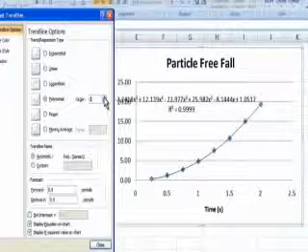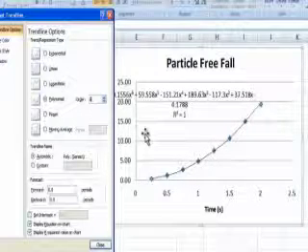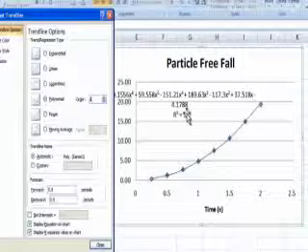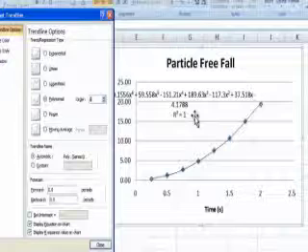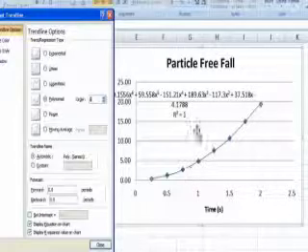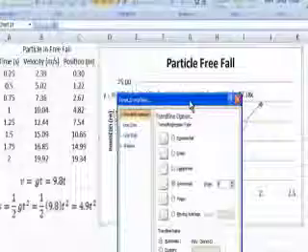Then I get x to the 4th. I can go all the way up. I can get up to order 6, and you see that I have a perfect fit. That's what an r squared equal to 1 means. That means my data goes perfectly through all these points, and you're saying to yourself, wow, so that must be the equation for a free fall particle.